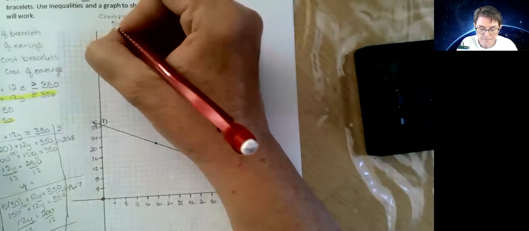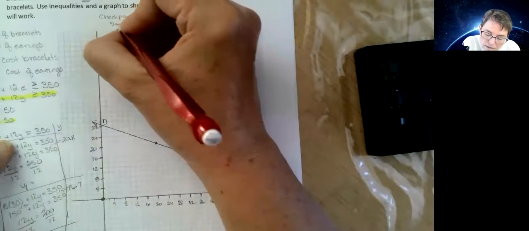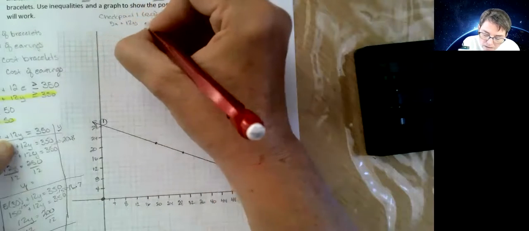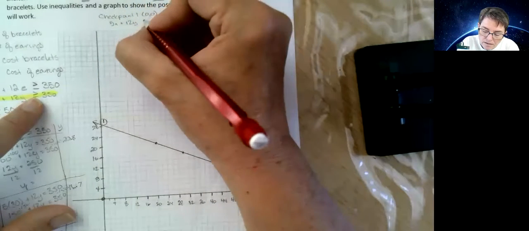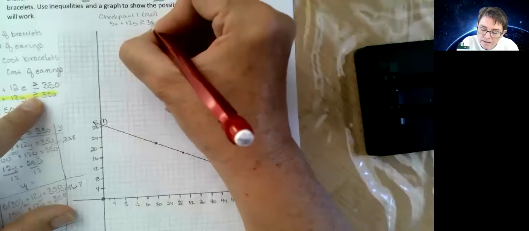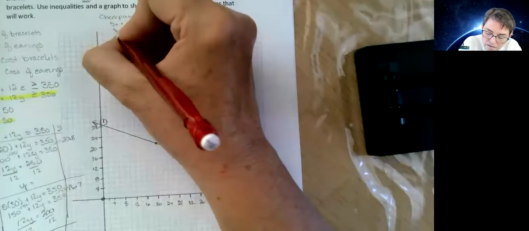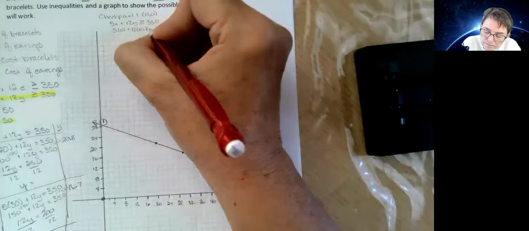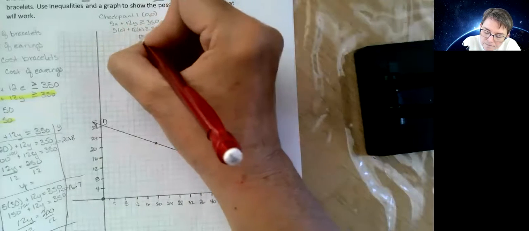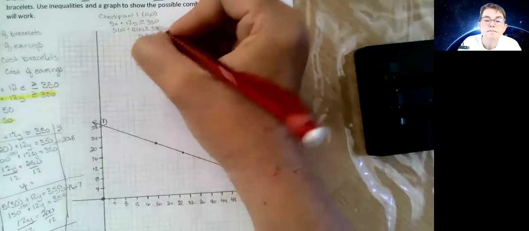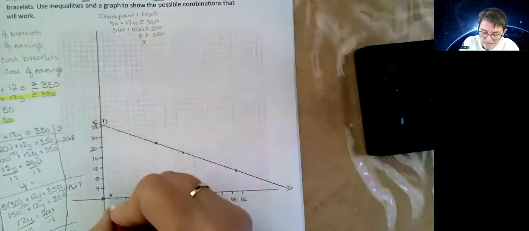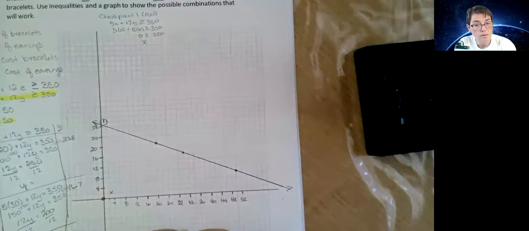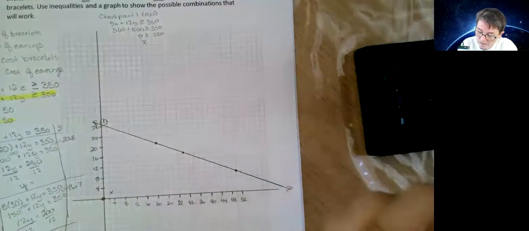And so 5x plus 12y, we said, is greater than or equal to 350. I can see already that's not going to work. And it kind of makes sense, because if she sells no earrings and no bracelets, she certainly is not earning more than $350.